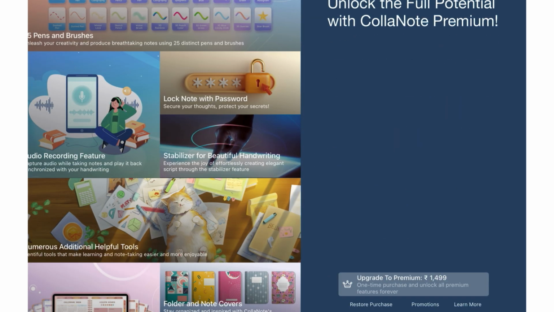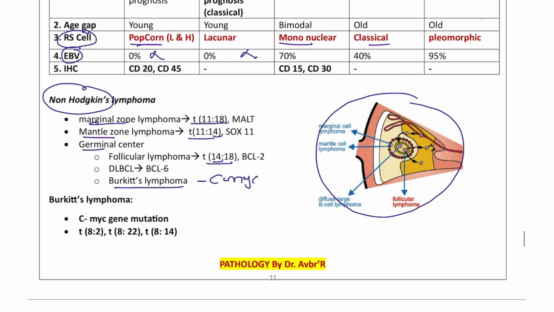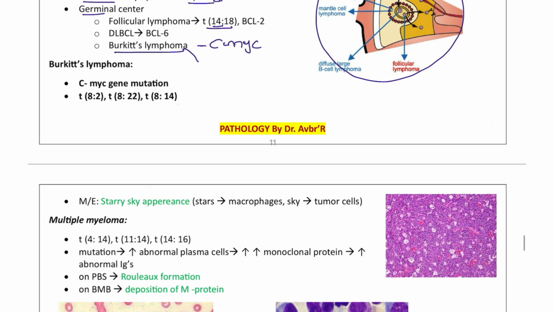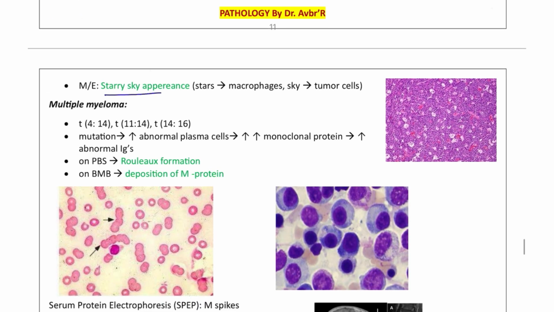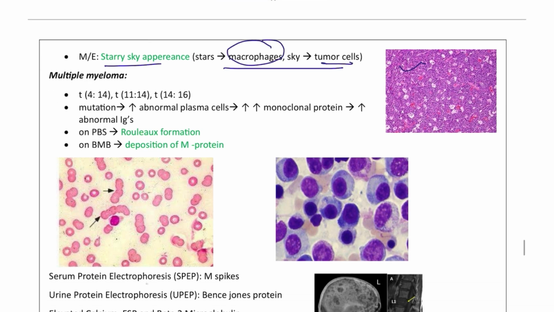Okay, next is Burkitt's lymphoma. In Burkitt's lymphoma there is a c-MYC gene mutation, with translocations 8 and 14, 8 and 2, and 8 and 22. Next, the starry sky appearance. Here you can see the starry sky appearance, with macrophages and tumor cells.